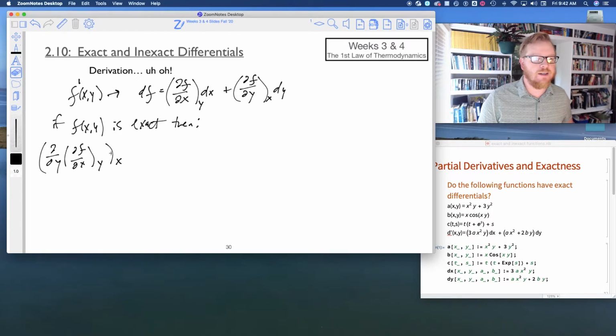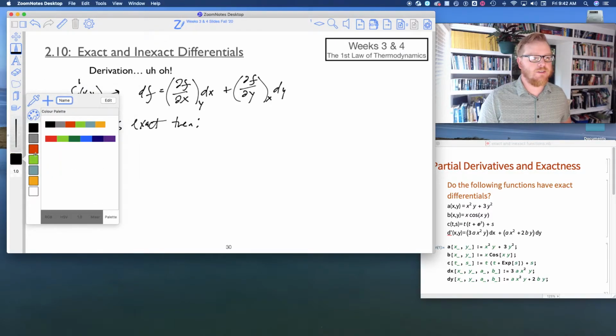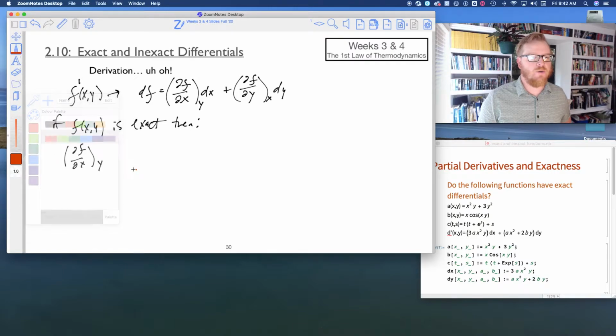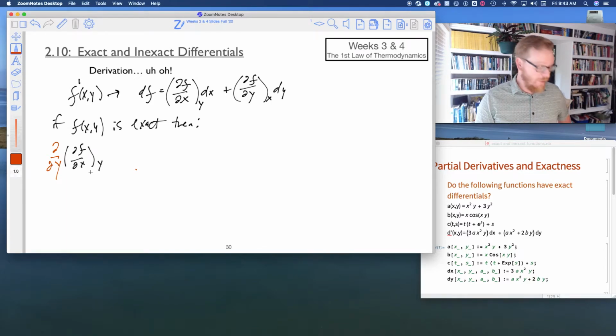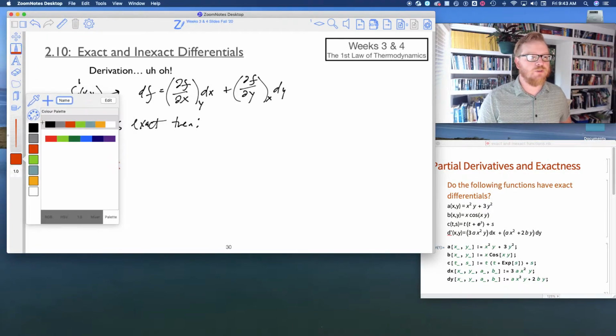Actually, what would be a really good idea would be to change colors so I can show you this, okay? Let's get that nice bright red color. Okay, so I have this first derivative of f with respect to x at constant y. Now, if I take the second derivative of this function, however, now with respect to y, all at constant x, okay? If this is an exact function, or has an exact differential, rather, then the following must be true.